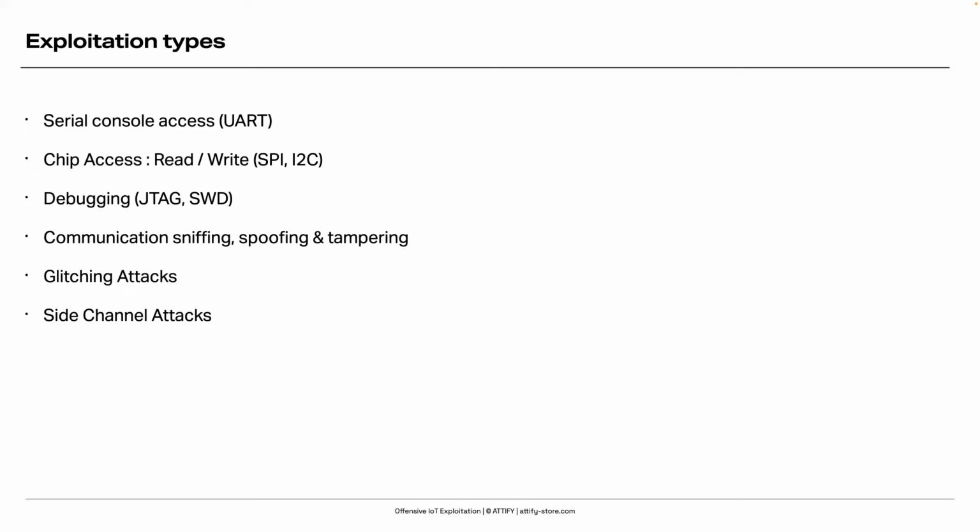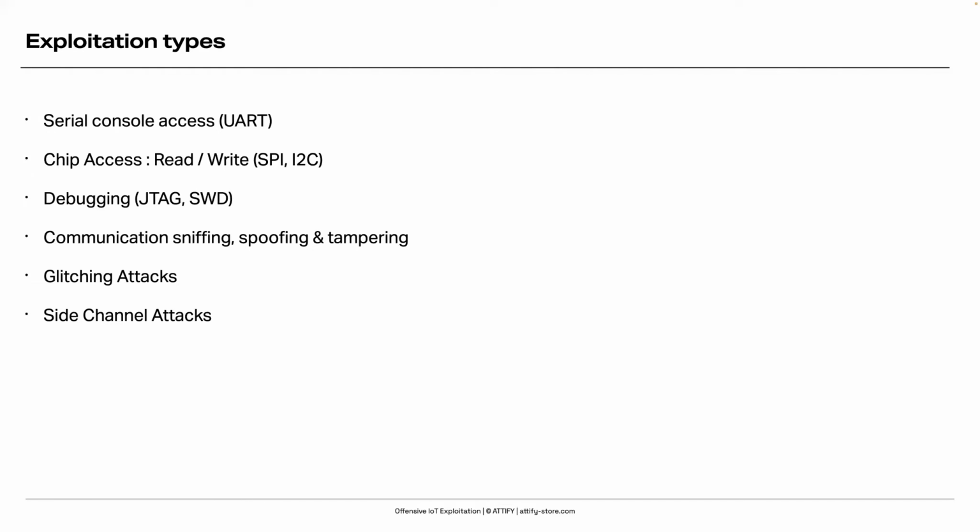So we have UART, which is serial console access. We have chip access, which is reading and writing from a chip using protocols such as SPI or I2C. Then we have debugging protocols or debugging standards like JTAG and SWD. Other kinds of attacks that you can explore are communication sniffing, which is done through a logic sniffer, communication spoofing, and tampering. These can be done at many different layers. You can either perform them in between chips, or at the level of the FPGA, where some of the attacks like Rowhammer work.